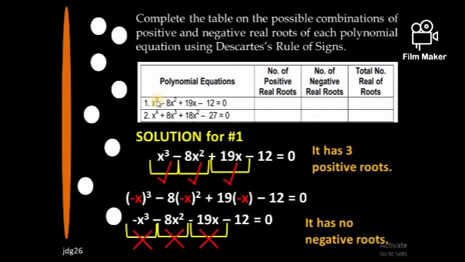So, tama naman. Kasi yung number 1, the degree of the given polynomial equation is 3. So, it means ang maximum na number ng roots na meron ng equation na to ay 3. So, if it has 3 positive real roots, so therefore, wala na siyang negative real roots kasi tatlo lang talaga yung maximum. And the total number of roots is 3.